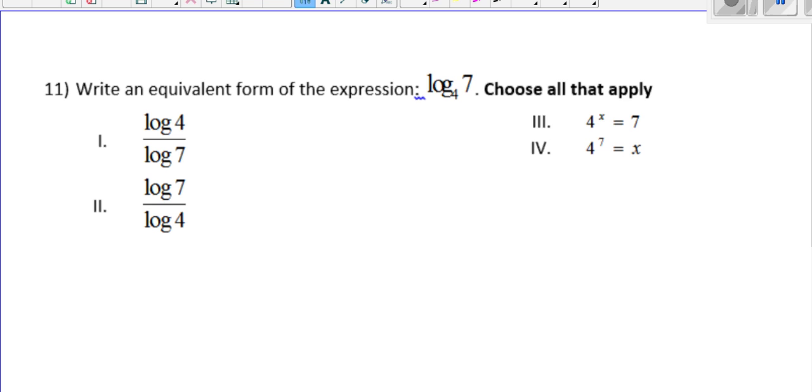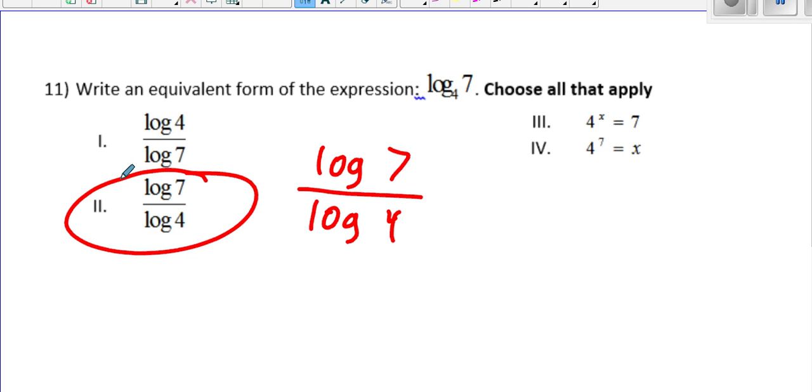All right, so for this, write the equivalent form. So this is really just kind of doing change of base first. Since the 4 is the number that's already written a little bit below, that's your reminder that it goes to the bottom. Log of 4 on the bottom, log of 7 on the top. 7 on the top, 4 on the bottom. That's change of base formula. The number that looks like it's lower down goes to the bottom. The base goes to the bottom.